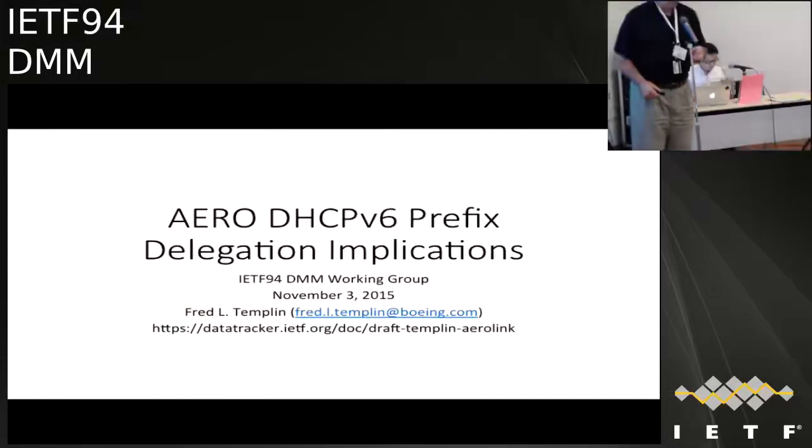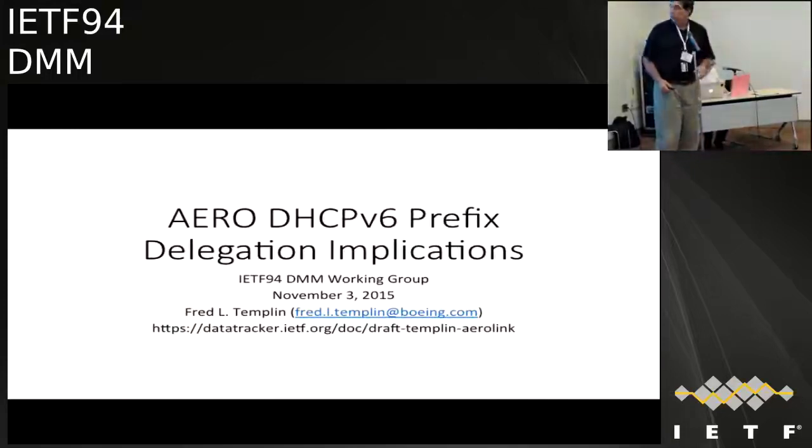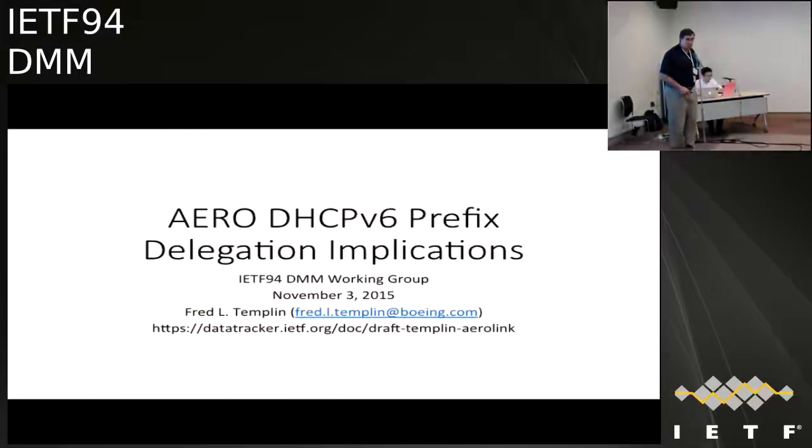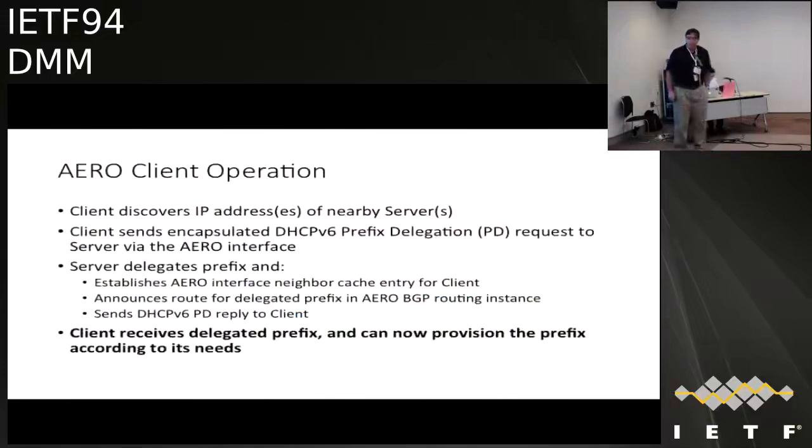Okay, I'm Fred Templin from Boeing, by the way. I wanted to talk about implications for DHCPv6 prefix delegation under AERO. So the AERO client, when it comes up, discovers the IP addresses of nearby servers and sends encapsulated DHCPv6 prefix delegation requests to the server, and the server delegates the client a prefix. And when the client gets the prefix, it can now provision the prefix according to its needs.